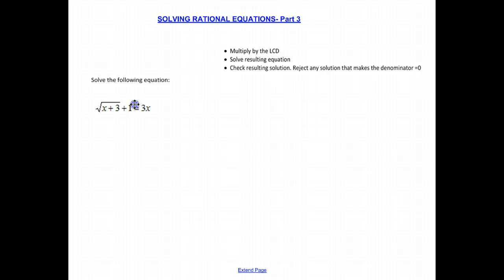Most of you do remember that if you square a radical sign, it will be eliminated. So the first step would be to get the radical sign all alone on the left side. So let's subtract 1 from both sides. And we get square root of x plus 3 on the left. And we get 3x minus 1 on the right. Now if we square both sides, it should come out to be much easier. So let's square both sides.